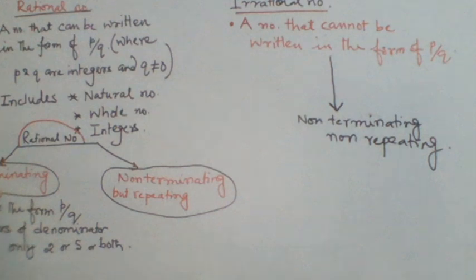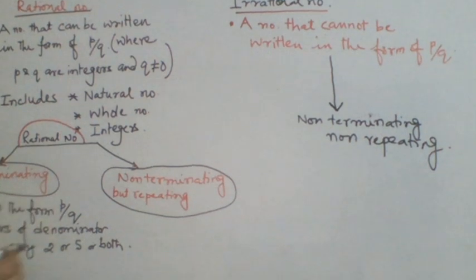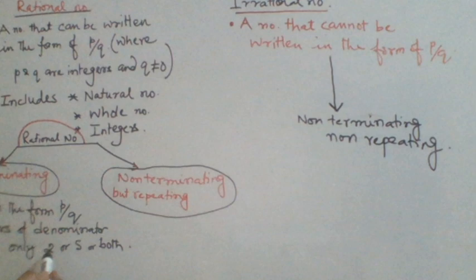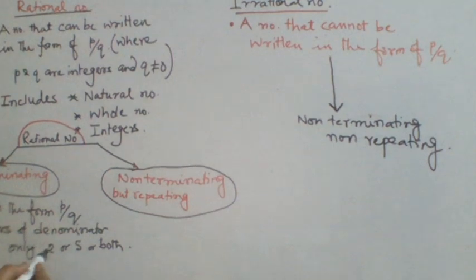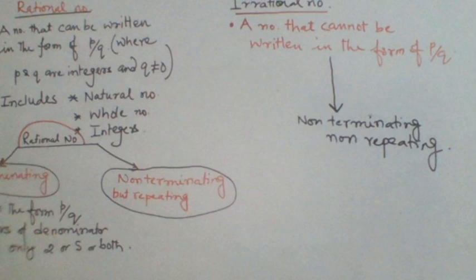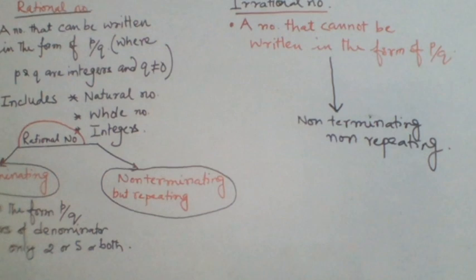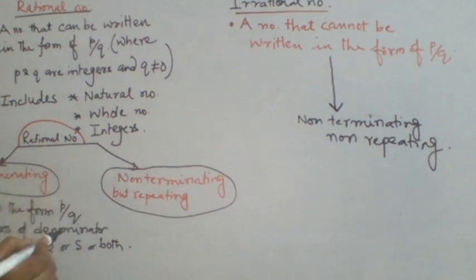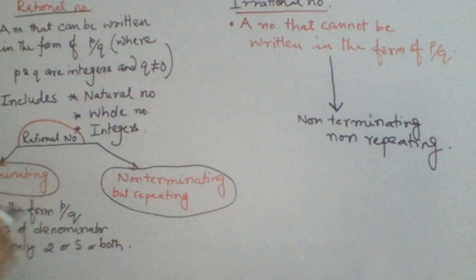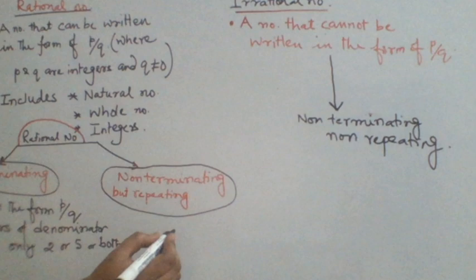When it is terminating, you see the rational number. If the factors of the denominator are 2 or 5 or both, with no other number other than 2 and 5 in the factors of the denominator, in that case that rational number is going to give you a terminating decimal. And in the same way for non-terminating repeating, you will find that in the lowest form, this p by q that we are talking about, is when it is in the lowest form.